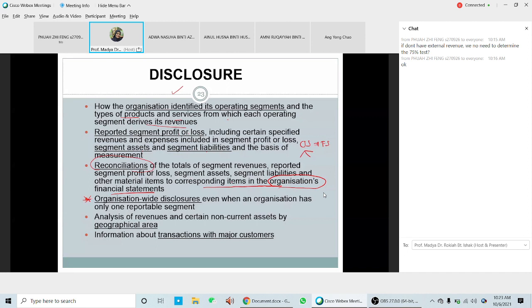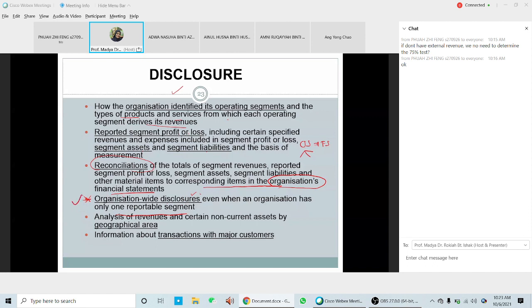Organization-wide disclosure. So for organization-wide disclosures, you have this explanation at the end of the notes. Organization-wide disclosures here mean that organizations or entities that do not have a segment, or they report only one reportable segment, meaning that they only have one segment. We're going to explain later about this one at the end of the notes.